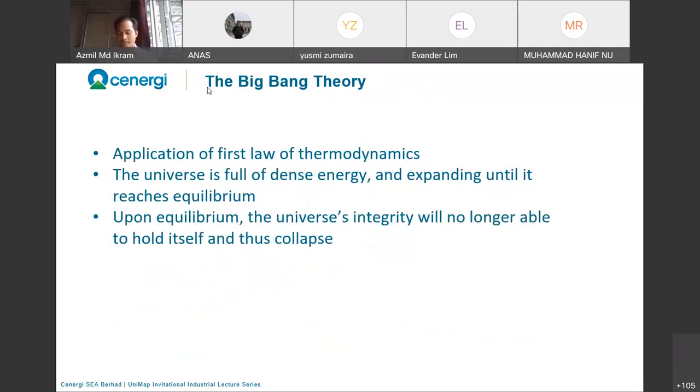So it's related to thermodynamics. Basically, how the Big Bang Theory works is related to the first law, the second law, and also the exergy thing. So it's one of our applications. The universe started off as one single very dense particle, I would say. Then because of the amount of energy that it has, it just decided to explode. And then it expands, and it kept on expanding.